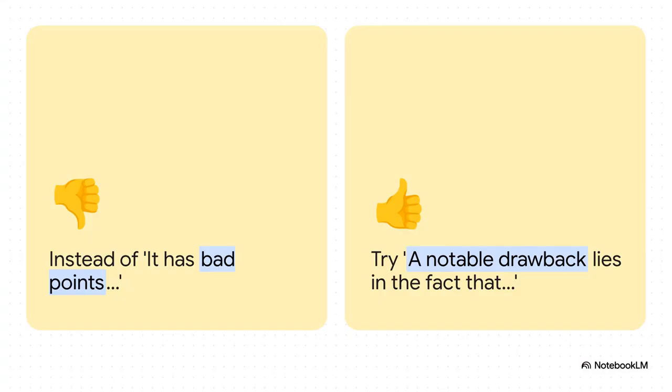Just look at this. This is a perfect example of leveling up your language. A basic essay might say, "it has bad points," right? But a Band 9 essay says something like, "a notable drawback lies in the fact that." You see the difference? It's the same idea, but it's expressed with so much more precision and academic flair. This is how you get those top marks for vocabulary.